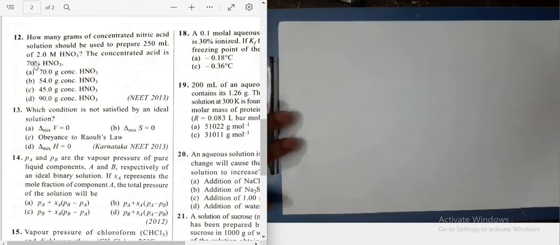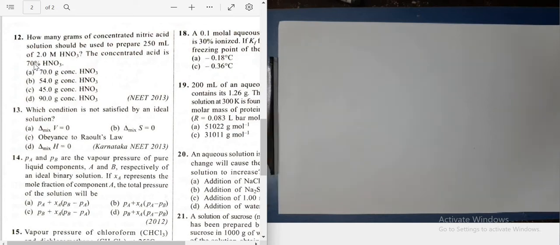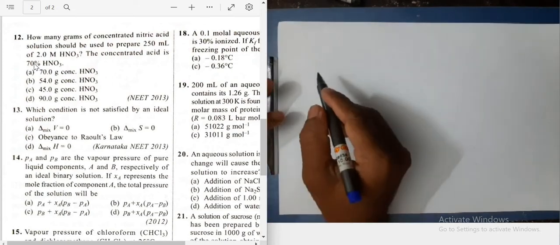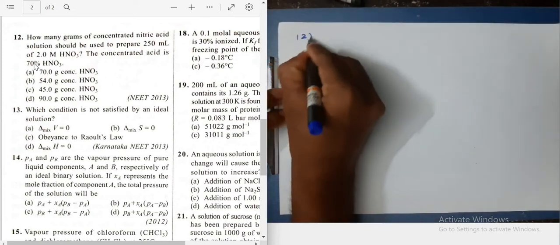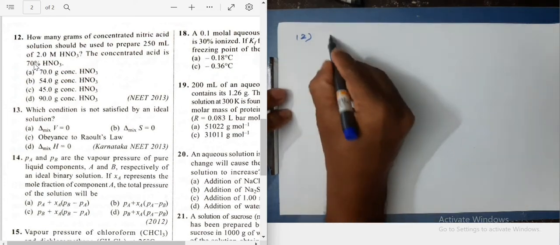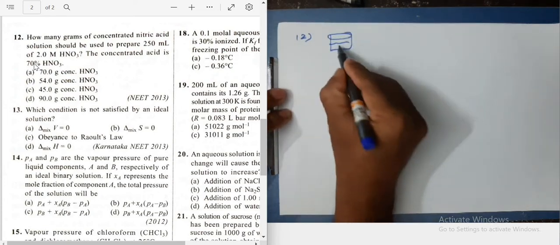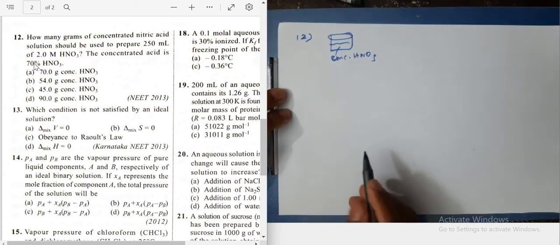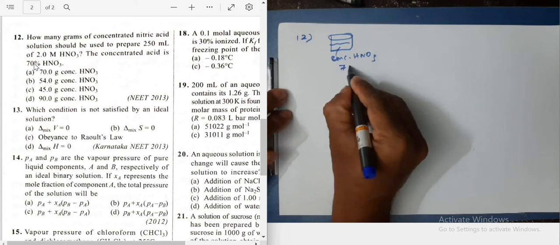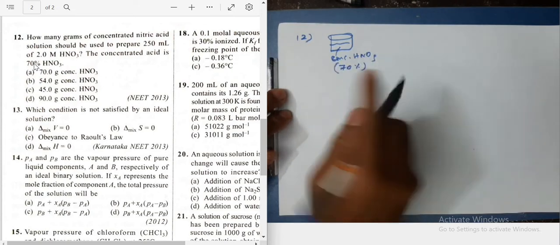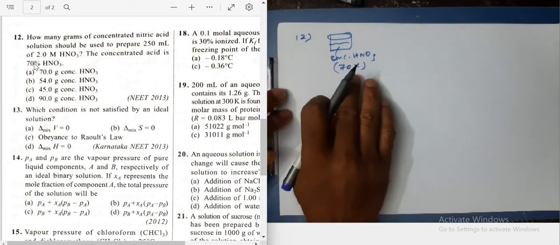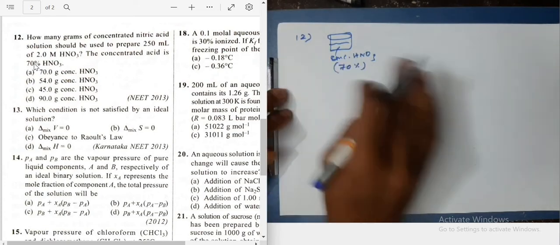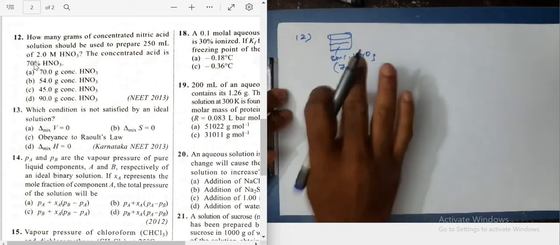Students, how to proceed with this problem? See, question number 12. Some concentrated nitric acid is available, whose percentage is given as 70% nitric acid, mass by mass. If it is not mentioned, you should take it as mass by mass.